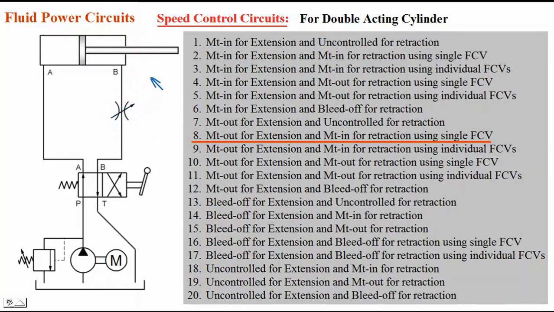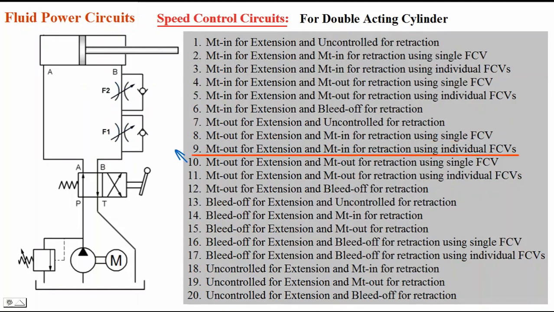Okay. So retraction speed is controlled by the same valve. Extension speed is controlled by the same valve. Only the thing is, it is meter out for extension and meter in for retraction. Next circuit is meter out for extension and meter in for retraction by using individual flow control valves. Okay, so this is that circuit.